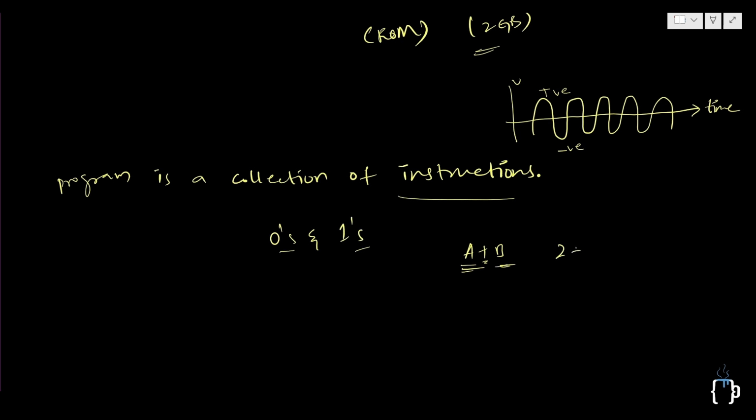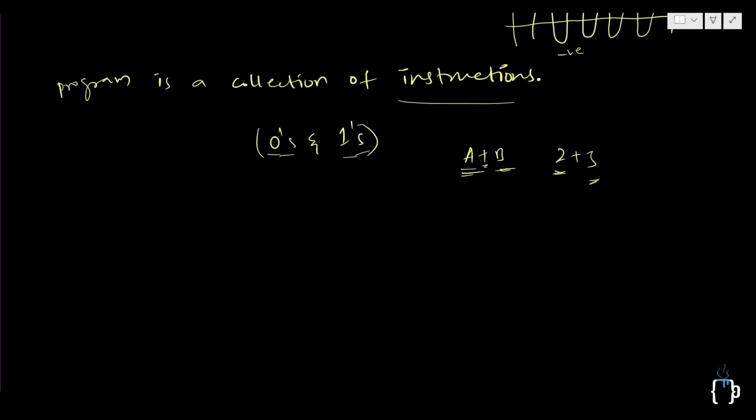Say I want to add 2 plus 3. How can you make the system understand 2 and 3 using these zeros and ones? We have techniques. This is binary language. Let's talk about zeros and ones. Why does a system understand zeros and ones first? Then we will go about the binary numbers.